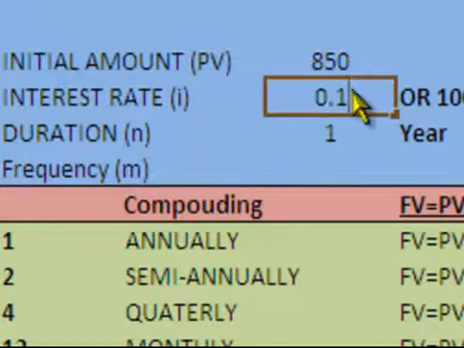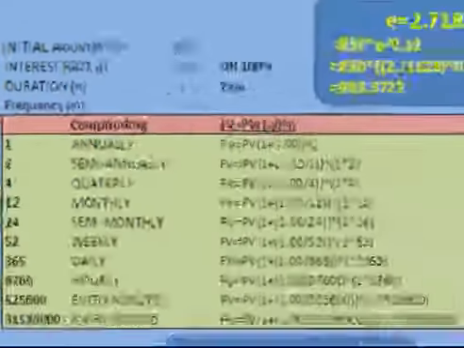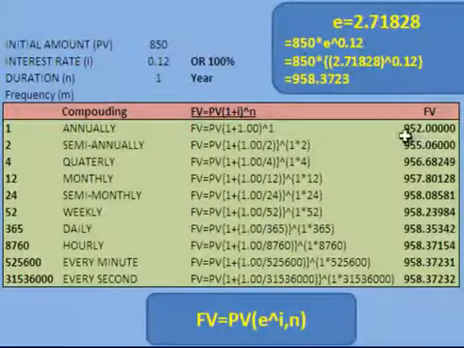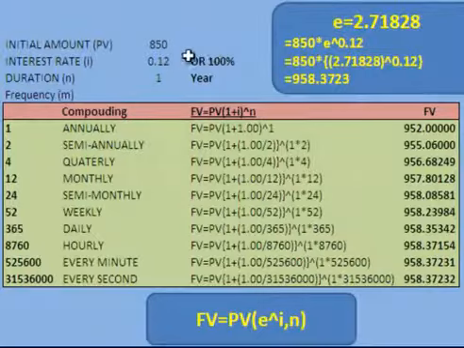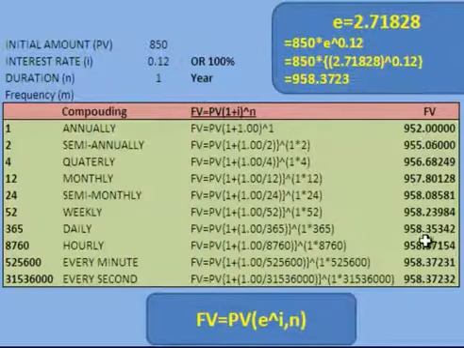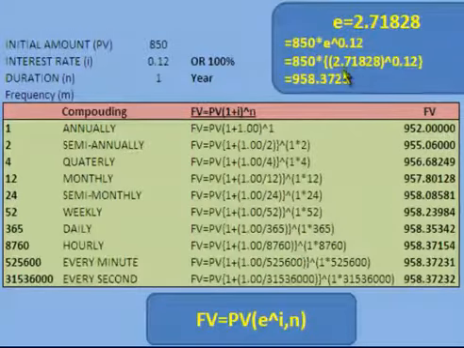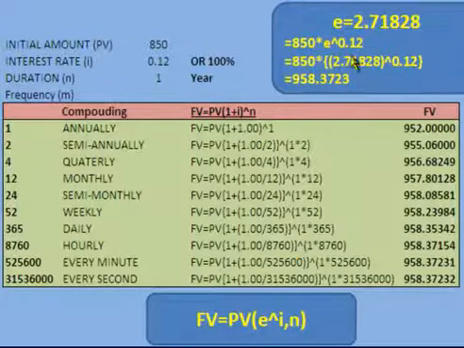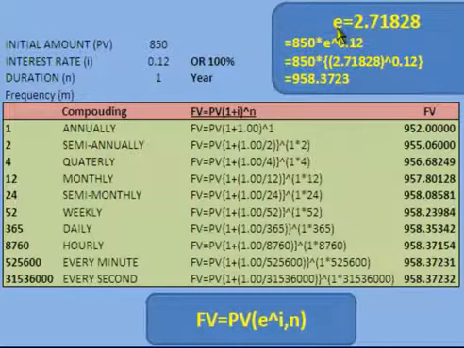So if I put in this value here, the initial amount equals $850 and the interest rate equals 0.12. So you can see that this table shows that the future value of $850 at a compound interest rate of 12% compounded continuously in a year is approaching a fixed value which is 958.3723. This is because we are using a fixed value of exponential constant 2.7182. So this is the idea behind the fixed value of exponential constant, and it is used where interest is compounded continuously.